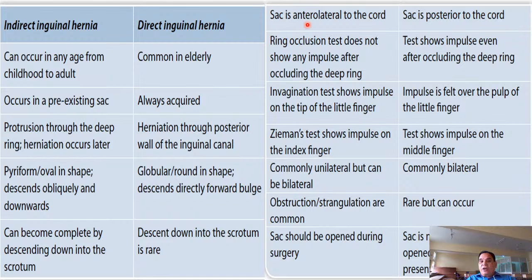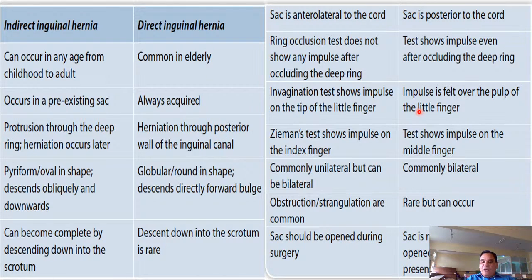Sac is anterolateral to the cord. This is important during surgery. In indirect hernia, the first thing you see is the cord. But in direct hernia, the cord is posterior to the sac. Okay, you must remember this. Ring occlusion test does not show any impulse after occluding the deep ring. This is not so in direct hernia. Invagination test, impulse at the tip. Same test, impulse at the pulp of the finger. Remember how you introduce: on the right side you introduce the left finger, on the left side you introduce the right finger. So this is the basic for practicals. Zieman test shows impulse on the index finger.